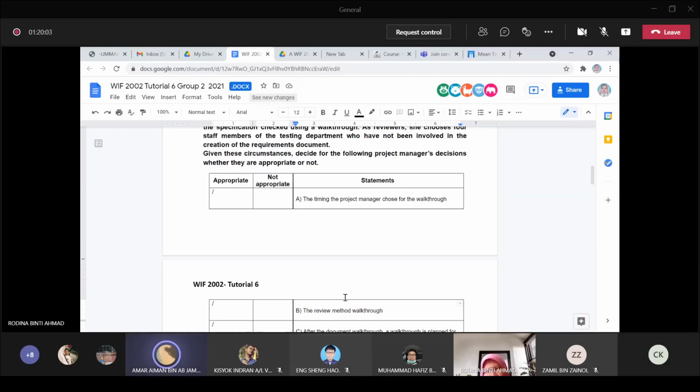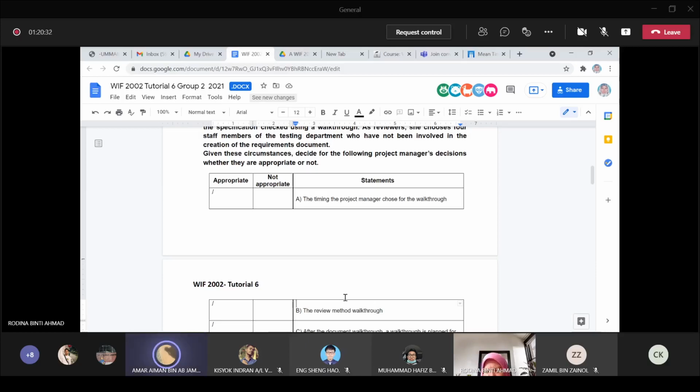Walkthrough is less formal than the inspection. Walkthrough is in between the lighter, normal review and the inspection. They don't have a specific process, but it's in the middle, between the inspection process, which is very strict and very formal, and the other kinds of reviews like checking a document and so on. So walkthrough is in the middle. So they chose walkthrough. Do you think this is appropriate?